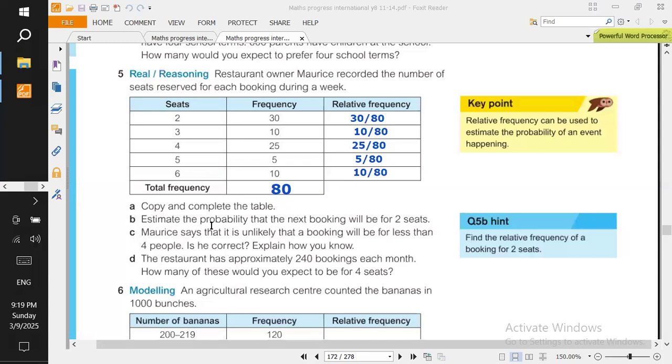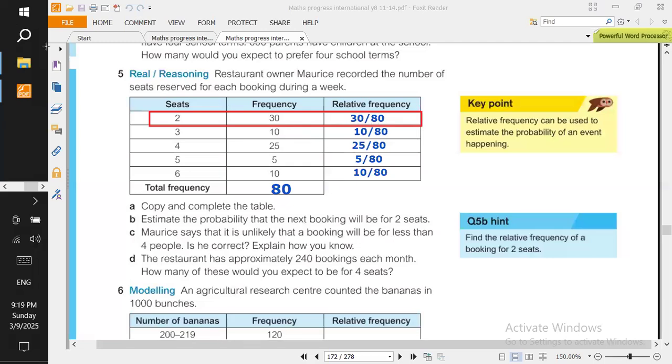Question B, estimate the probability that the next booking will be for 2 seats. So we find the probability that the next booking will be for 2 seats. Now, when we look at the table, the 2 seats are over here. These are the 2 seats. And the probability of having 2 seats is 30 over 80.